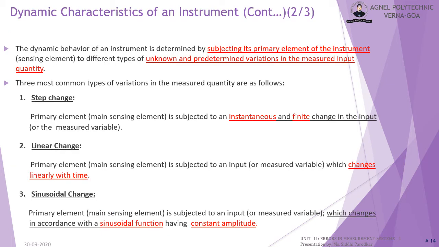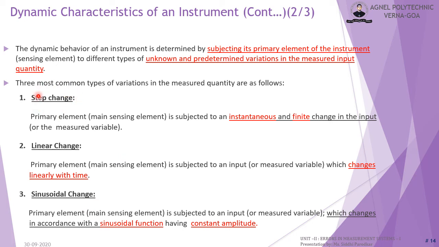The dynamic behavior of an instrument is determined by subjecting the primary element or the sensing element of the instrument to various types of input quantities. The three most common types of input quantities which are used are as follows. First, step change, second, linear change, and third, sinusoidal change.